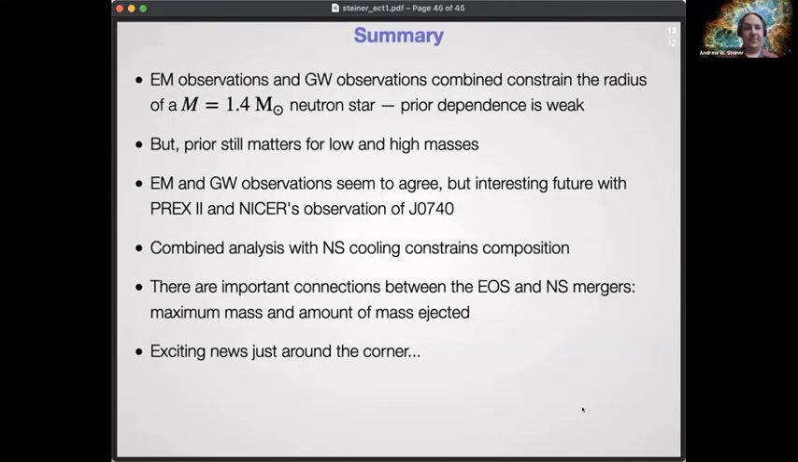In any case, to summarize, we've constrained the radius of a 1.4 solar mass neutron star, but for low and high masses, the story is a little bit different. There's an interesting future in combination with all of these things. If we combine this with neutron star cooling constraints, we can get composition. And of course, I think there's exciting stuff just around the corner, and it's going to be a good year.